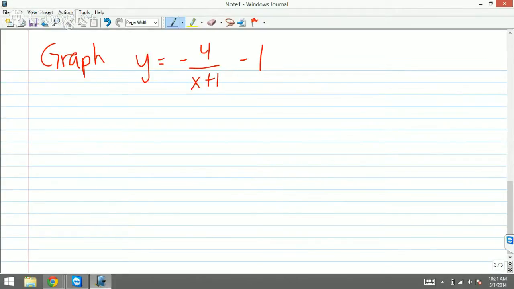Let's change this to... Okay, so look at this denominator. What number makes that 0? Okay, so there is a vertical asymptote at what? X equals -1, because -1 plus 1 is 0.